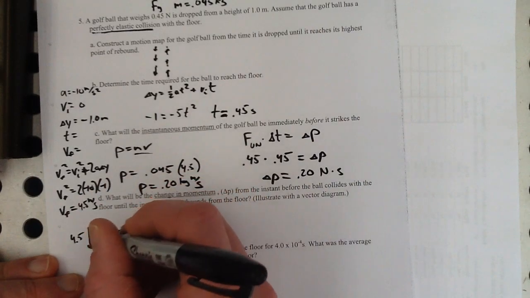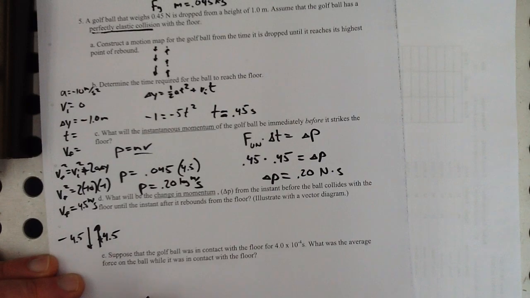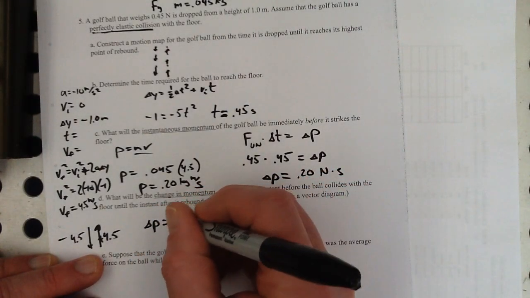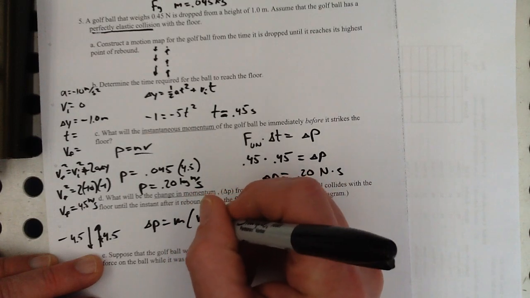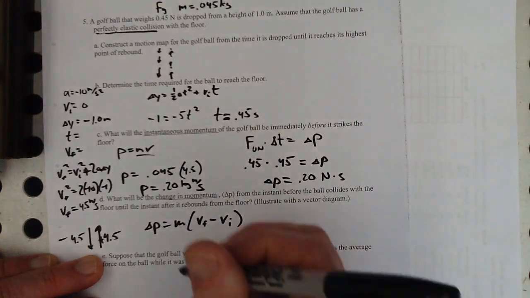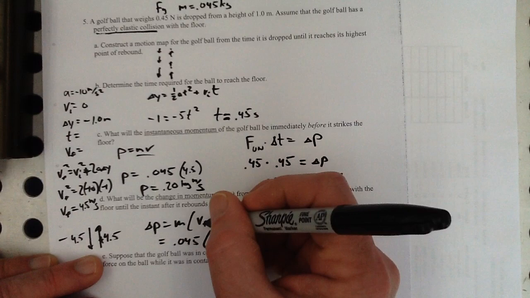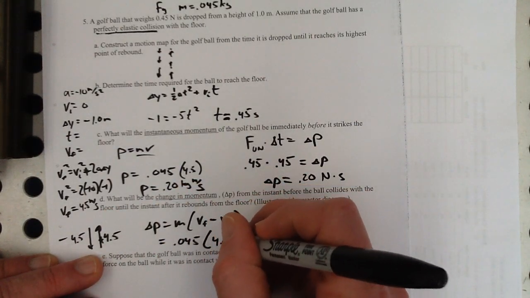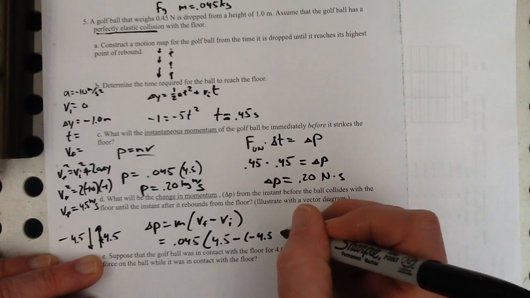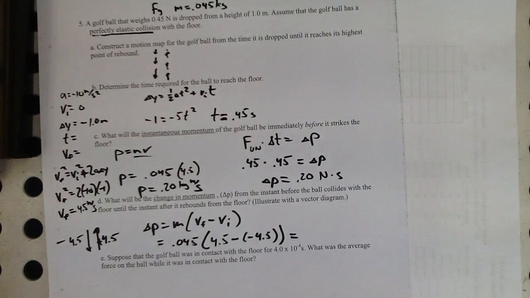So here, I'm going to say that this is negative and that this is positive. So if I want my change in momentum, that's equal to mass times change in velocity, final minus initial, 0.045. Final velocity is 4.5 up, positive, and the initial velocity was negative. So, calculator.